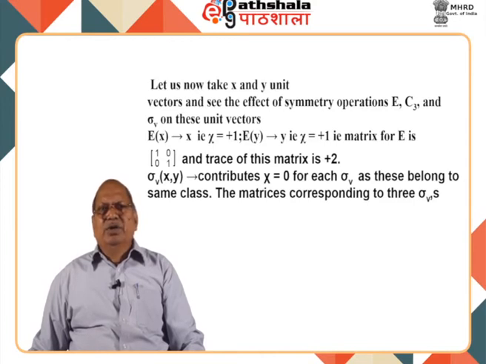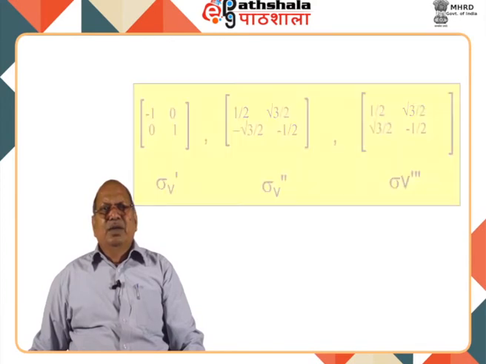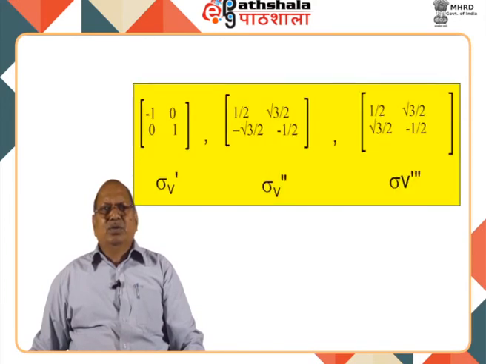For each sigma V, as these belong to the same class, the matrices corresponding to these sigma V's are given as -1, 0, 0, 1, then 1/2, root 3/2, root 3/2, -1/2, and -1/2, root 3/2, root 3/2, 1/2, for sigma V double dash and sigma V dash. The trace in each case is 0.